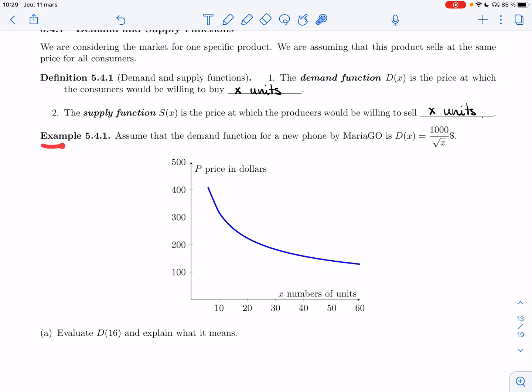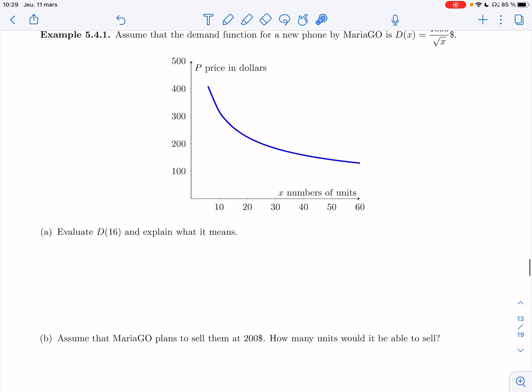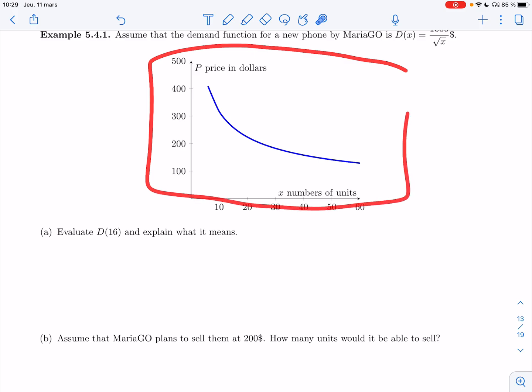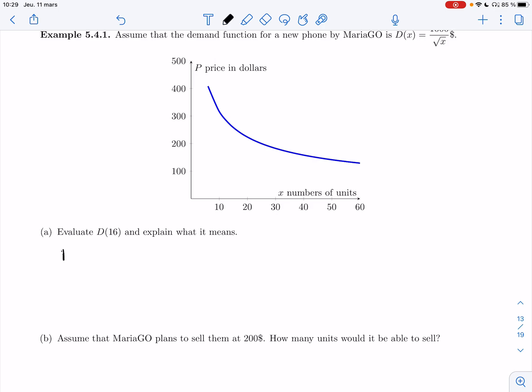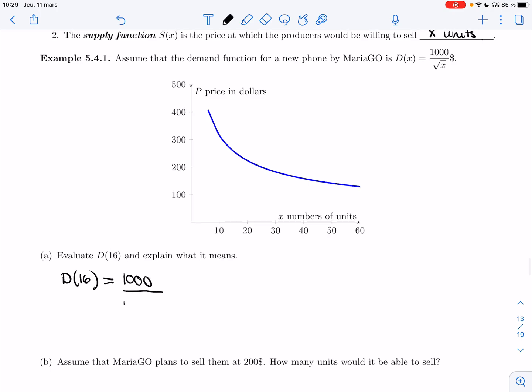All right, example 5.4.1. Assume that a demand function for a new phone by Mariago is d of x is 1,000 over square root of x dollars. So here's the sketch. I want to evaluate d of 16 and explain what it means. So let's see, d of 16 is 1,000 over square root of 16. That's 1,000 over 4. That's $250.